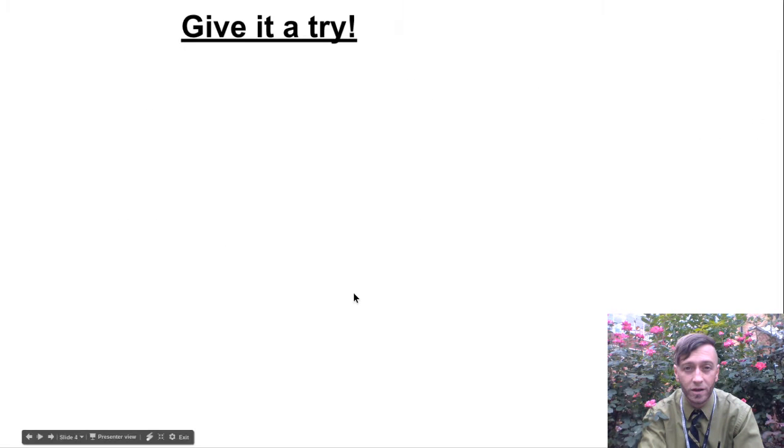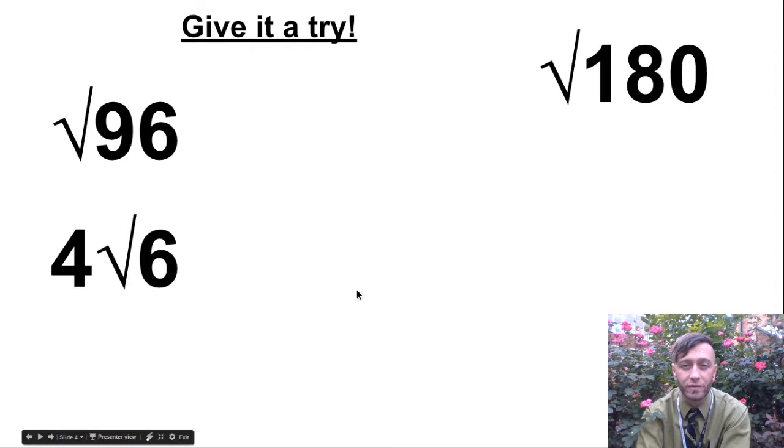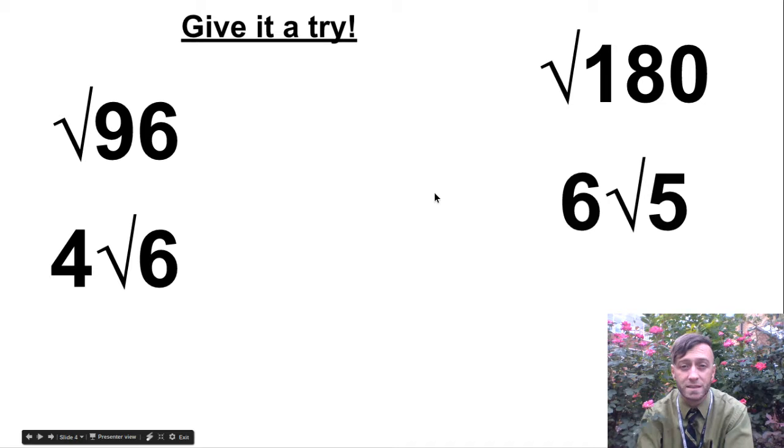Now your turn. I'm going to give you square root of 96. This is where you pause the video. I'm not going to show you step by step after this either. Give it a pause. All right, unpause the video. You should get 4 square root 6. All right, next one to try, square root of 180. Pause your video. Unpause the video. You should have gotten 6 square root 5.